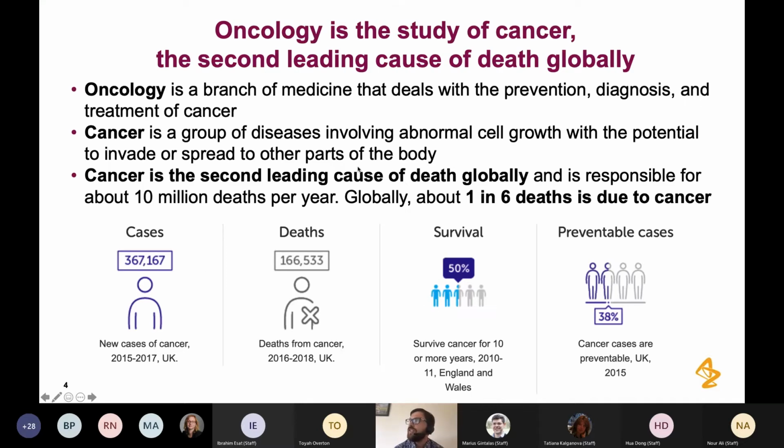Oncology is the study of cancer, and it's the second leading cause of death globally. What is cancer? Cancer is a group of diseases involving abnormal cell growth with the potential to invade or spread to other parts of the body. I think most people have some understanding of what cancer is and know that it's a leading cause of death globally: 1 in 6 deaths are due to cancer. And if you look into the UK, there are almost 400,000 cases every year and more than 166,000 deaths. Again, survival of cancer for 10 or more years is less than 50%.